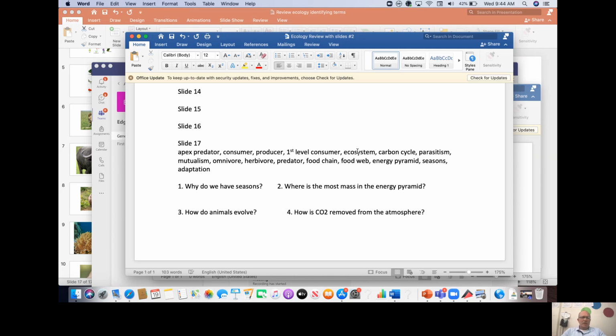Ecosystem, anything, it can be either dead or alive. It can be a plant, or it could be a rock, but they interact with each other to make a system.